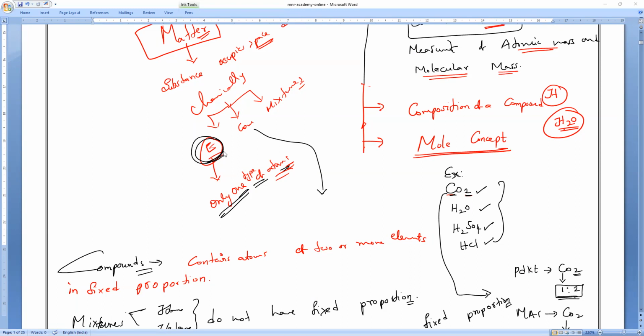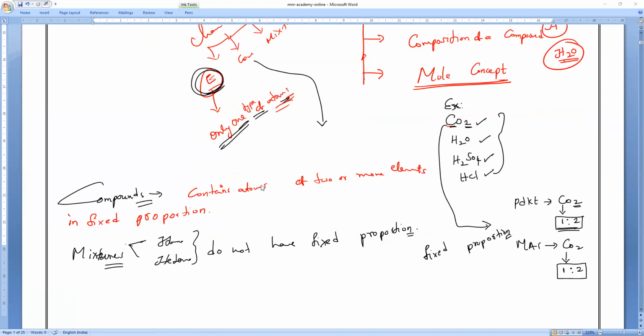Chemically, we classified matter into elements, compounds, and mixtures. So what are elements, everybody? Only one type of atom or different types of atoms? Elements means a single type of atom. Compounds mean two or more different types of atoms or elements are present. So that is what is called a compound.